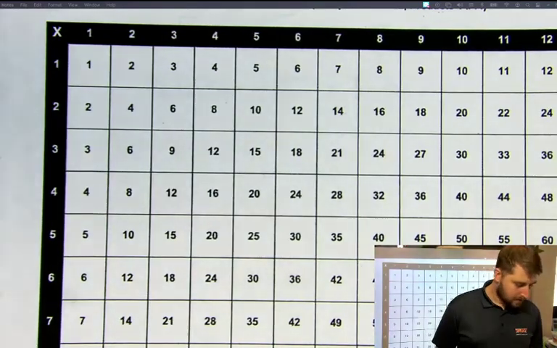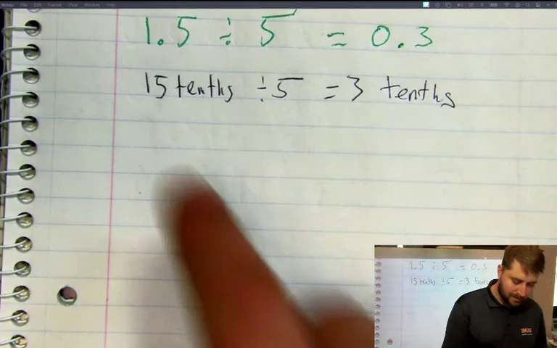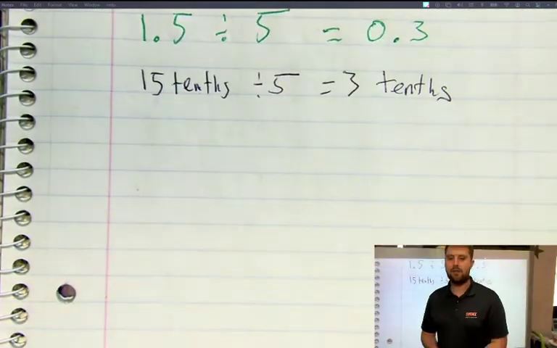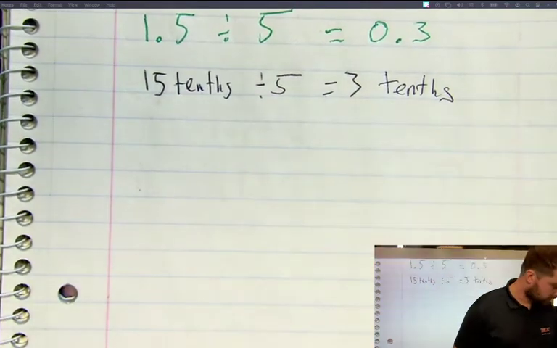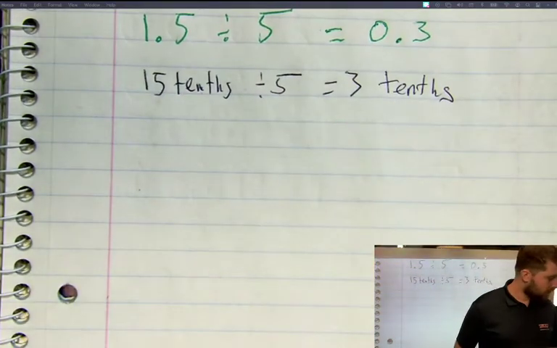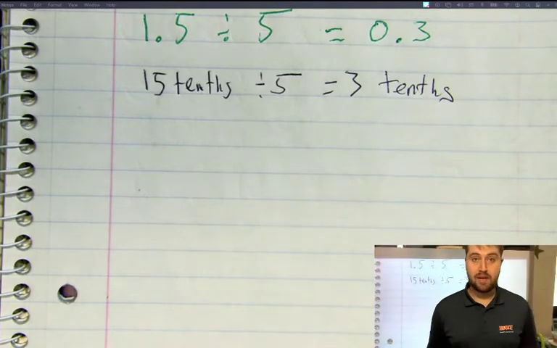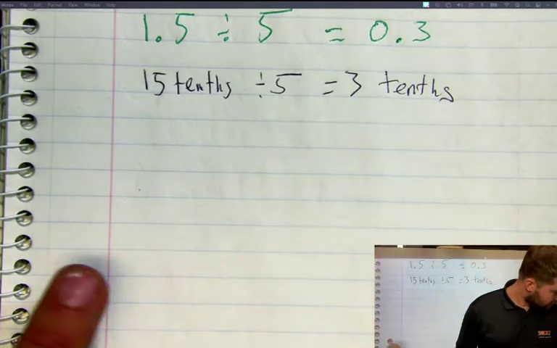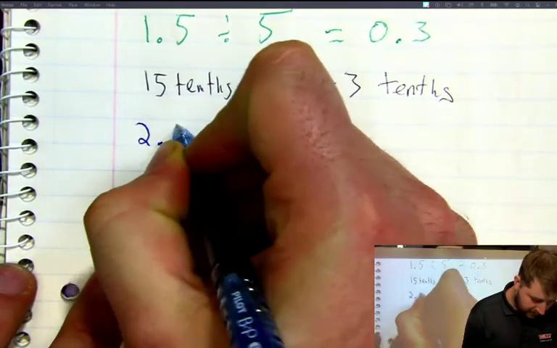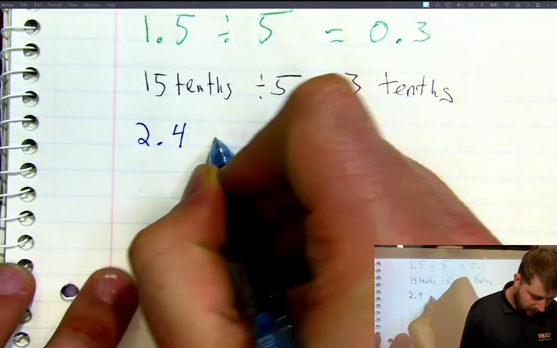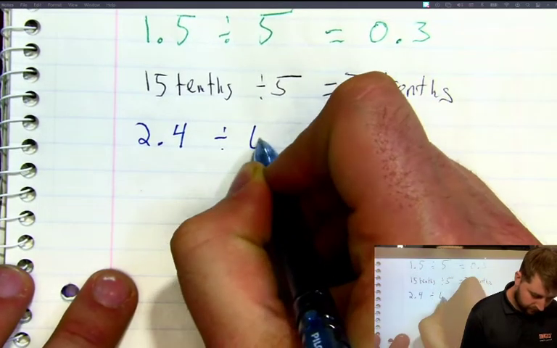All right, but I know that 15 divided by 5 is 3, back to this problem. So 15 tenths divided by 5 is 3 tenths. Awesome. We're going to take on another simpler problem before we get to the tough ones. The next one we're going to do is 2 and 4 tenths divided by 6.